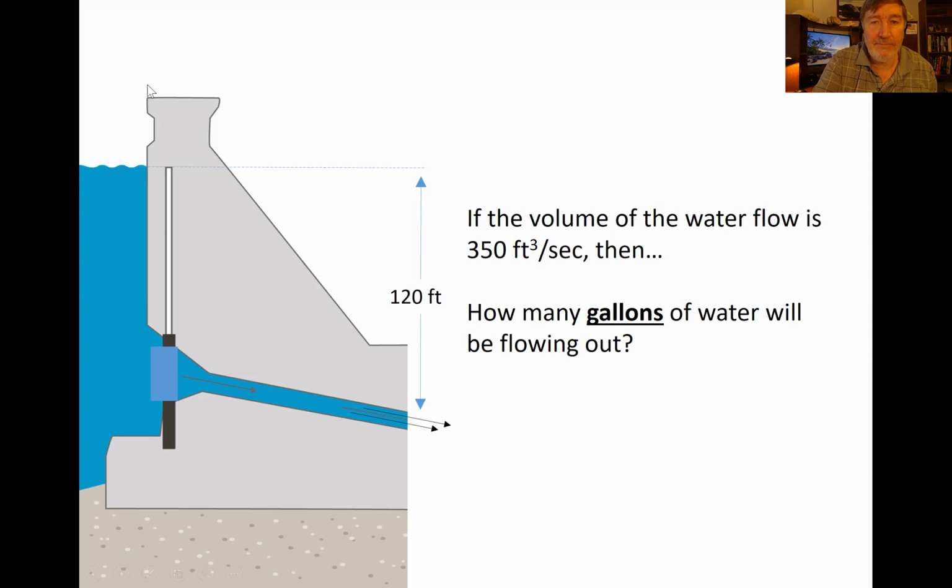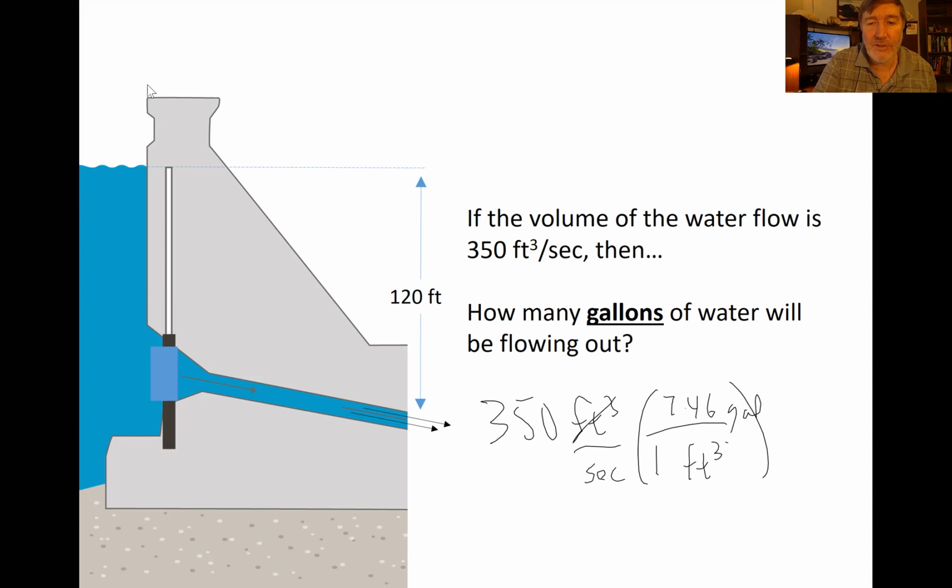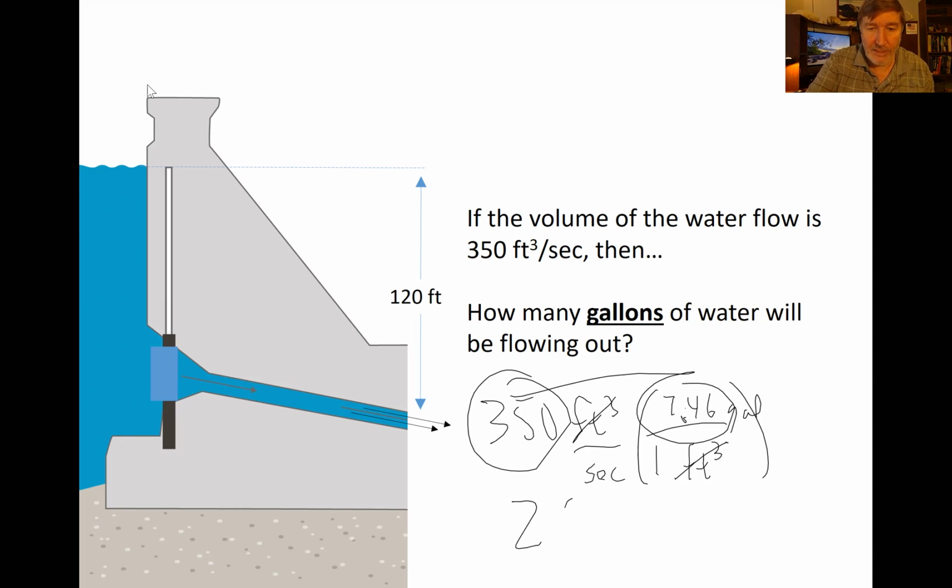So let's say we've got 350 cubic feet per second, and then we're going to say that 1 cubic foot is equal to 7.46 gallons. So cubic feet cancels cubic feet, and the answer is 350 times 7.46. The answer works out to be 2,613, which, if we're only allowed 2 sig figs in our answer, we should say is 2,600. And the units on that will be gallons per second.